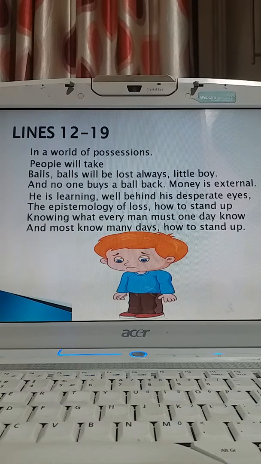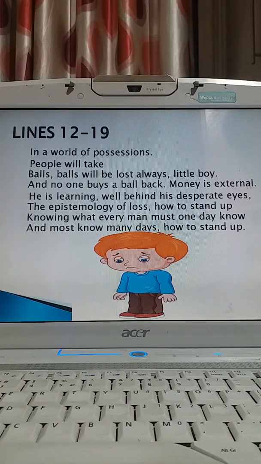Now we come to lines 12 to 19. "In a world of possessions, people will take balls. Balls will be lost always, little boy, and no one buys a ball back. Money is external. He is learning well behind his desperate eyes the epistemology of loss, how to stand up knowing that every man must one day know and most know many days how to stand up."